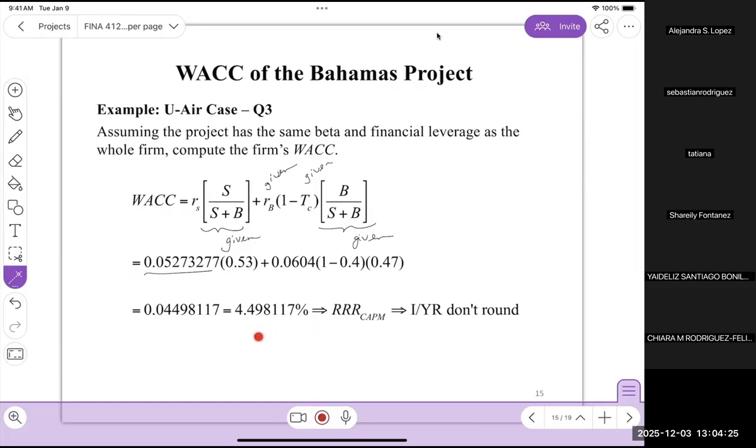So are we going to accept the project? Well, remembering the original, in part one, it was 10%. Then it went down to 5.27%. And then including the debt, it goes down to 4.5%. If we accepted it at 10%, we're going to accept it at 4%. Remember, the IRR was 10.26% for those cash flows.